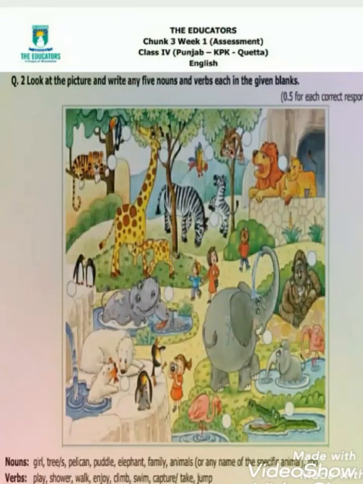Okay students, so the 5 nouns are girl, trees, elephant, family, animals, zoo. And 5 verbs are play, shower, walk, enjoy, climb. Complete question number 2 neatly and kindly do it with pencil.